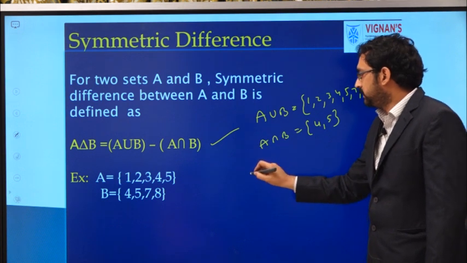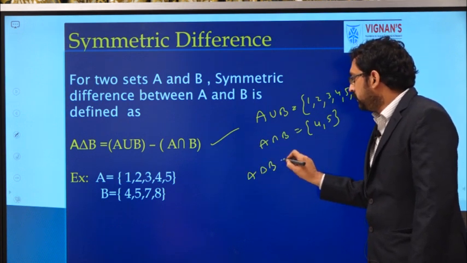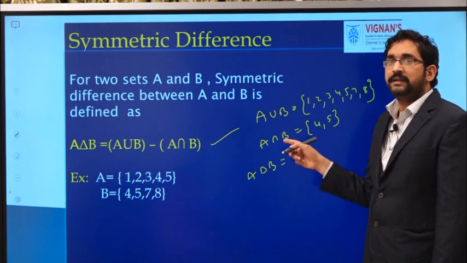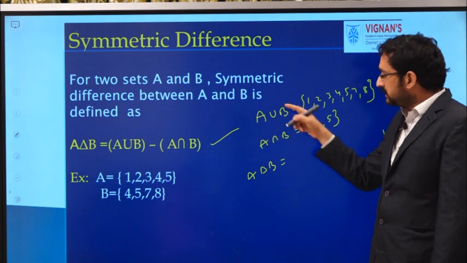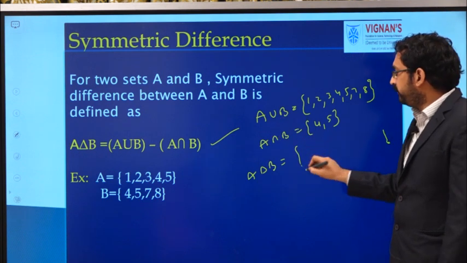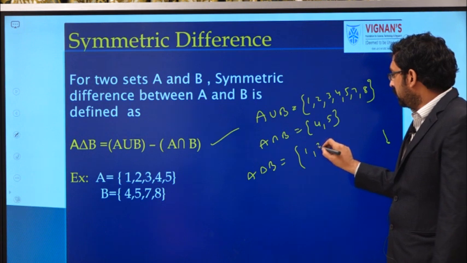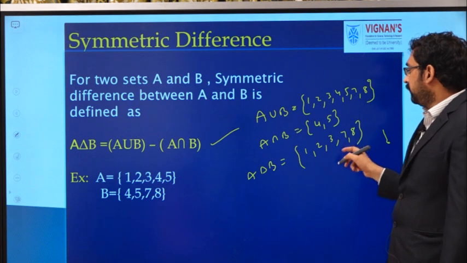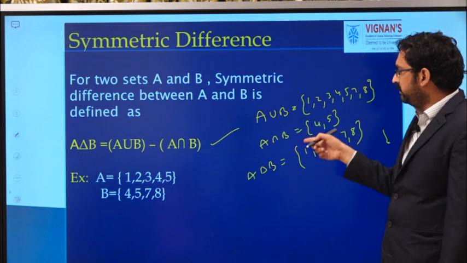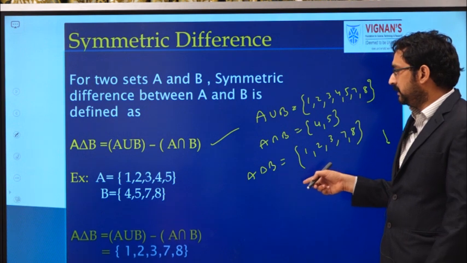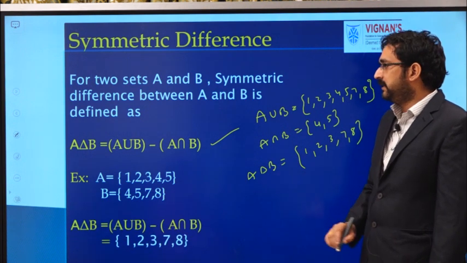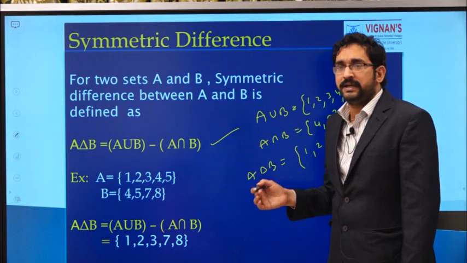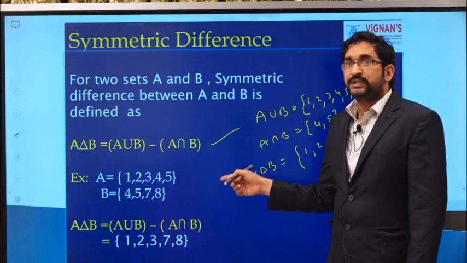Now find the difference. The symmetric difference equals A union B minus A intersection B. That means the set of all elements which are in A union B but not in A intersection B. So if you observe, we can identify that 1, 2, 3, 7 and 8 are in A union B but not in A intersection B. So that is the symmetric difference between the given sets. The symmetric difference between A and B can be represented as A union B minus A intersection B.